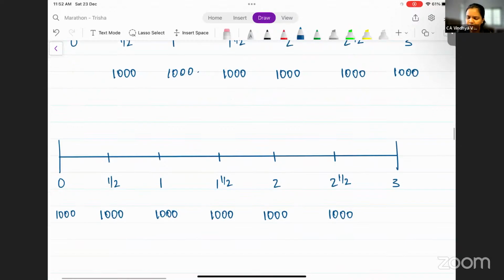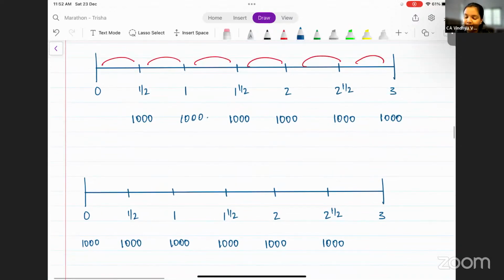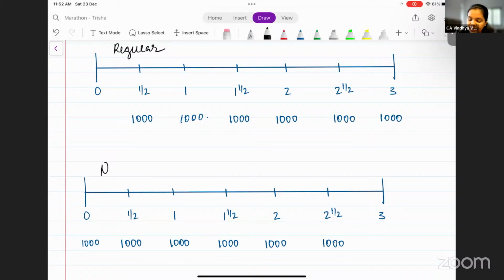Okay. Now what is these two different examples that I have? See, in the first example, every money is deposited at the end of the interval of time, at the end of 6 months, 6 months, 6 months, 6 months. But in the second example, money is deposited in the beginning. So this first example is called annuity regular, and the second one is called annuity due.